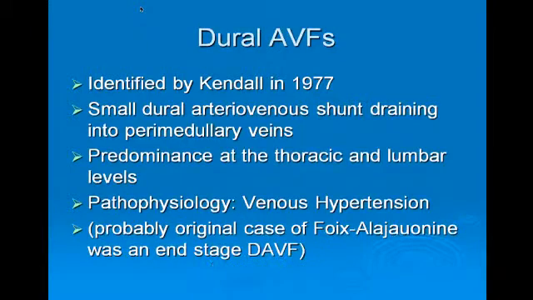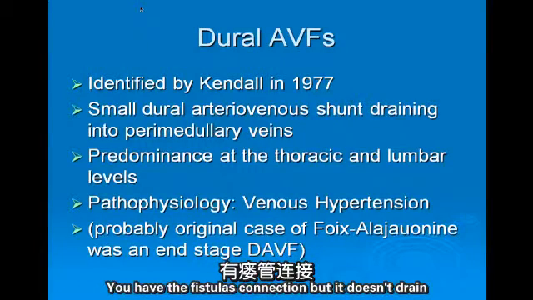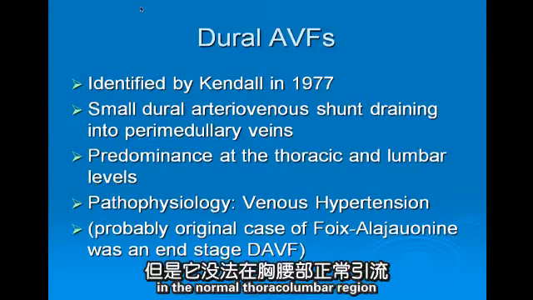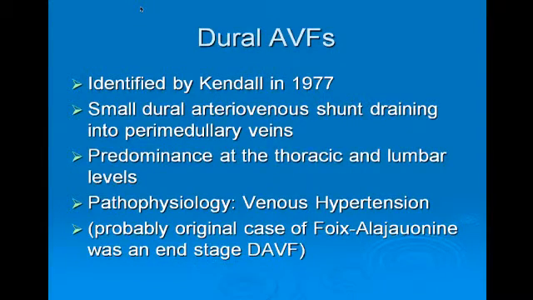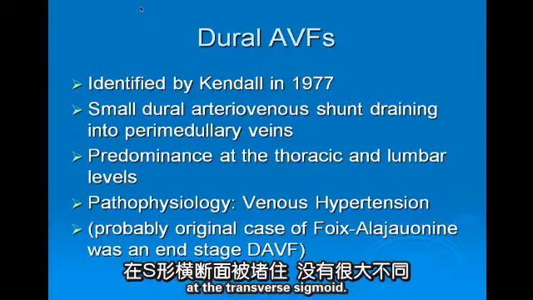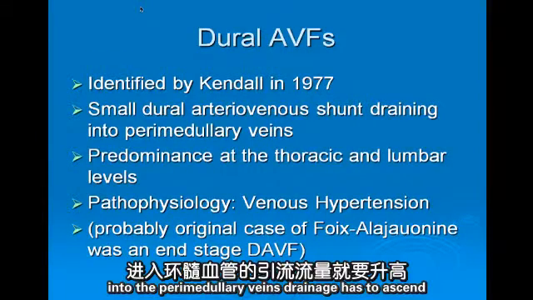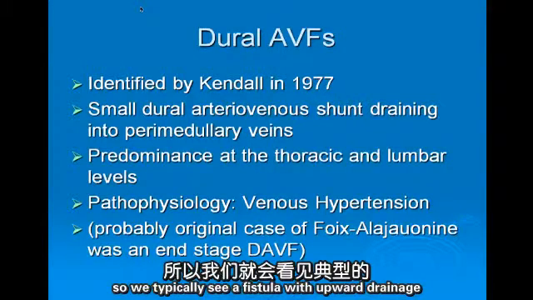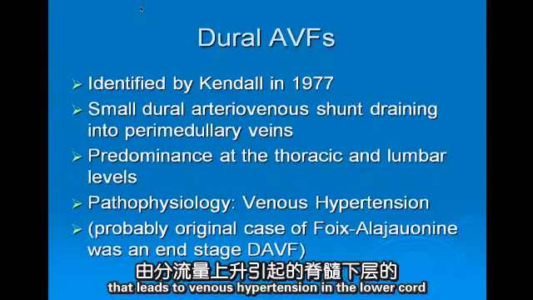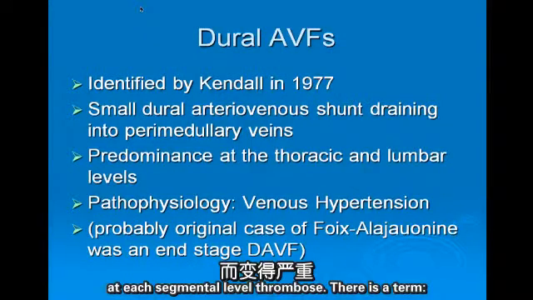So for whatever reason, the radicular veins, their drainage is impaired. You have the fistulous connection, but it doesn't drain in the normal thoracolumbar region below the level of the fistula, and so those outlets become thrombosed. Not too dissimilar, sometimes we see cranial transverse sinus fistula eventually have a thrombosis of their outlet at the jugular sigmoid. And with that outlet occlusion, high flow into the perimedullary veins, drainage has to ascend. So we typically see a fistula with upward drainage that leads to venous hypertension in the lower cord and progressive symptoms as more and more of those outlets at each segmental level thrombose.